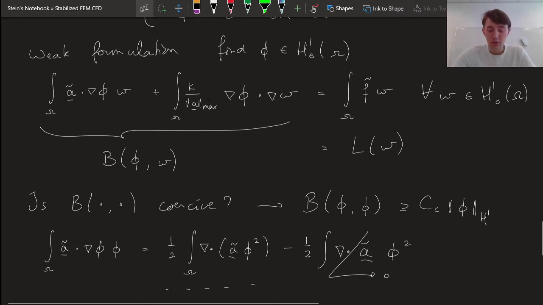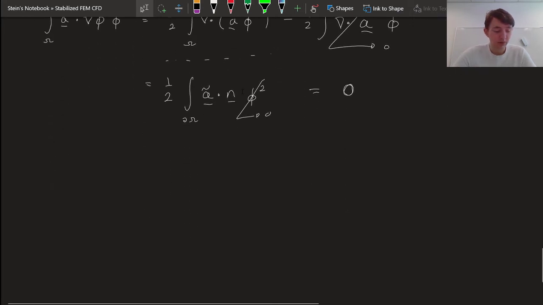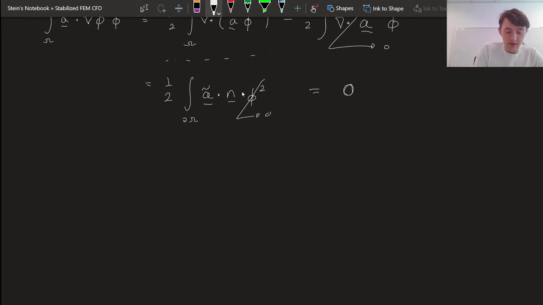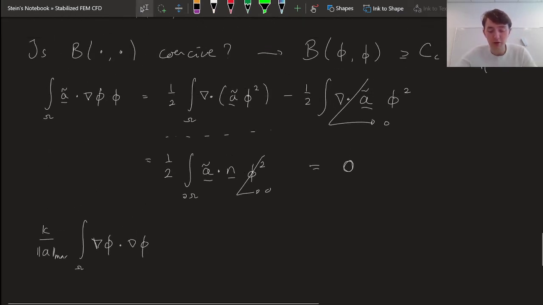So then, what about the second term? Well, that's of course going to be now the interesting term. So let's try to manipulate that. So we have kappa divided by A max, for which I'll assume that also kappa is constant, just for the sake of ease of manipulation of the equations. You could do the same thing for a spatially dependent kappa. So this is multiplied by the integral over our domain omega of the gradient of phi dotted by the gradient, well, of phi. We're substituting the same function in both slots.